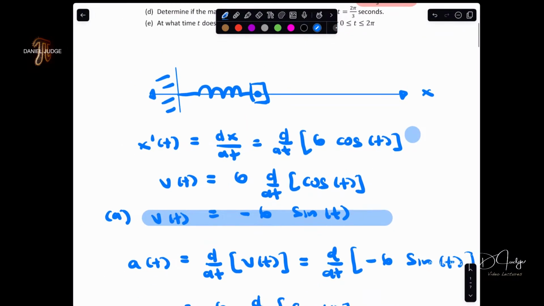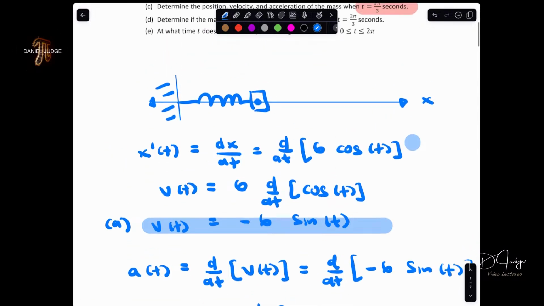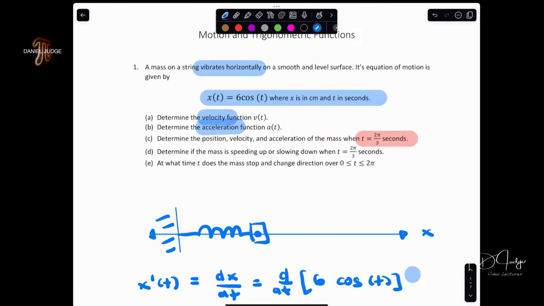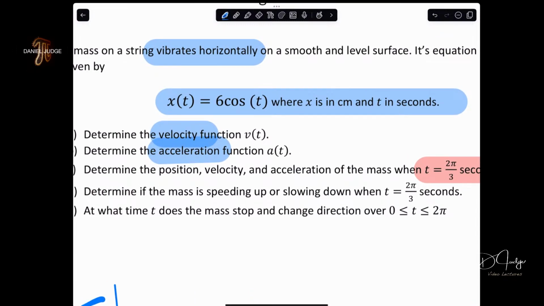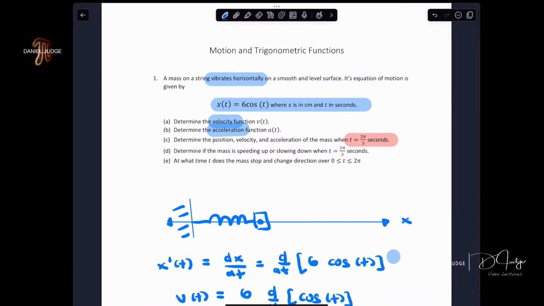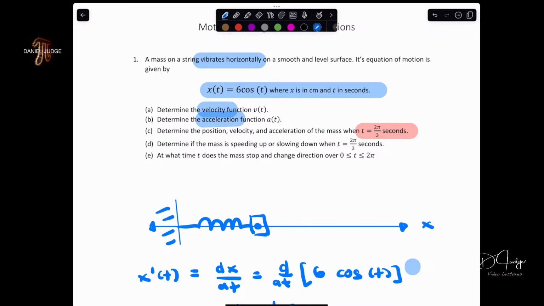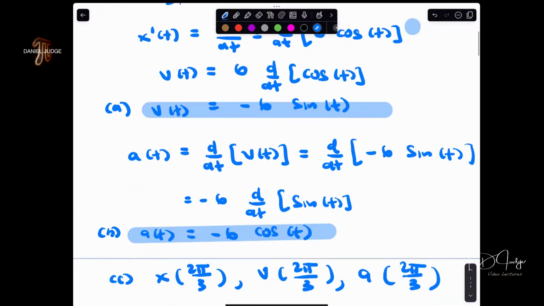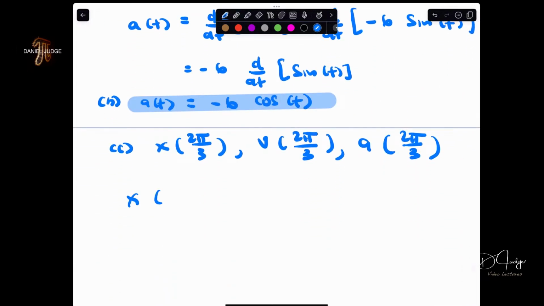All right, so let's write down what the position function is. It's x of t is 6 cosine t. So I'm going to plug in t being 2 pi over 3 here. Make sure t becomes 2 pi over 3. I'm just going to plug that in so you guys can see that. x of 2 pi over 3 is 6 cosine 2 pi over 3.